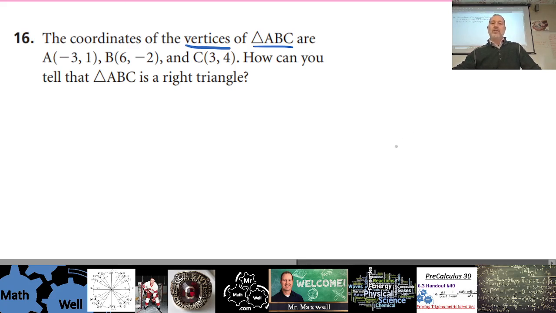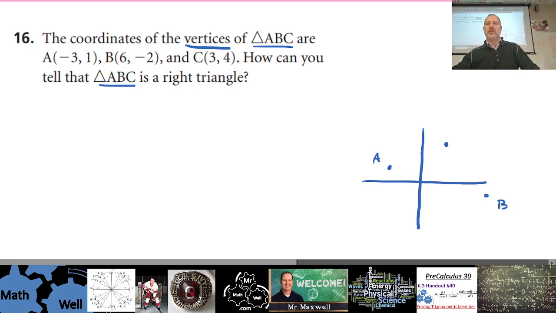So we could sketch this real quick. We don't have to be very accurate, just a rough sketch. So negative 3, 1 goes over 3, up 1. So A would be around here. B is 6, negative 2, so go over 6 and down 2, that'd be B. And C is 3, 4. So the question is, how can you tell whether this triangle ABC is a right triangle or not?